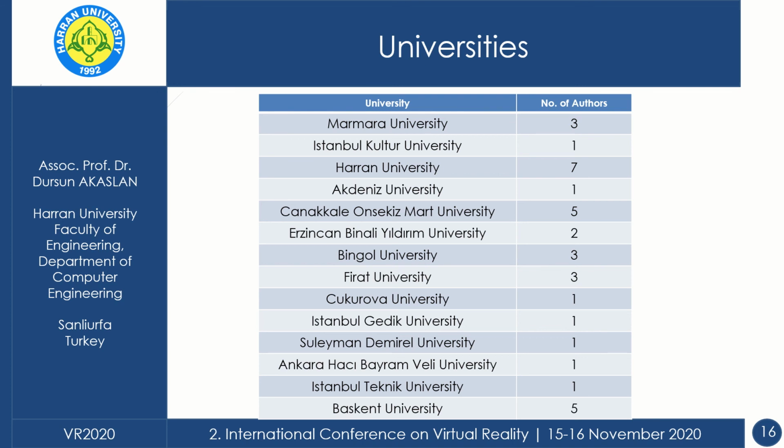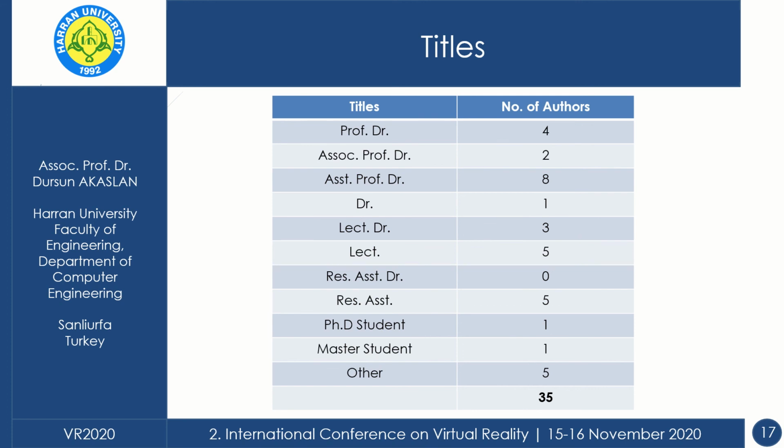We have many authors from different universities of Turkey, including Marmara, Akdeniz, Bingöl, Istanbul Gedik, Başkent, and Istanbul Technical University. As you see, this conference is widely attracting attention from different parts of Turkey. Moreover, virtual reality is a new topic, the latest technology of information and communication technologies. But the interest in virtual reality is so wide. Right? As you see, there are many academicians with different titles like professor, associate professor, lecturer, researcher, even PhD and master students. That means the academic world is becoming more and more interested in virtual reality regardless of their titles.